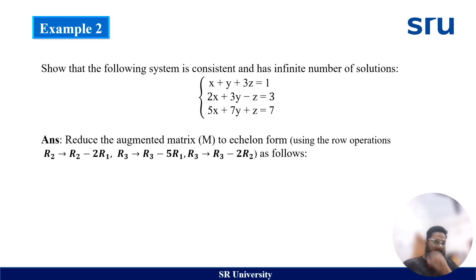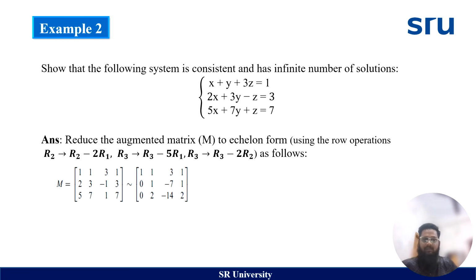Now if I take another example here, again the coefficient matrix will be 1 1 3. So if we put the line here, the coefficient matrix is 1 1 3, 2 3 minus 1, 5 7 1, along with the B, 1 3 7. This total is called the augmented matrix.